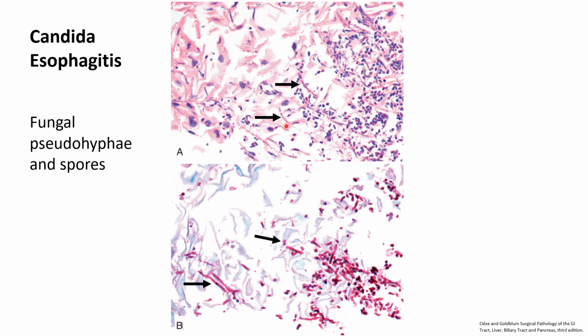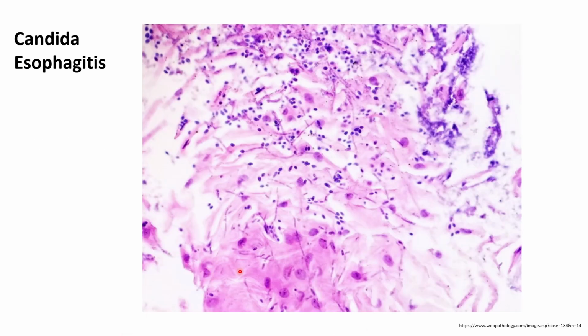So here this is an example of a pseudohyphae, and here we have pseudohyphae, and here we have spores. Pseudohyphae are not true hyphae. They are chains of elongated yeast cells, and they result from incomplete budding when the cells fail to detach after each cell division and continue to elongate. In this picture, we can see numerous fungal pseudohyphae. These are pseudohyphae, and these are the spores.